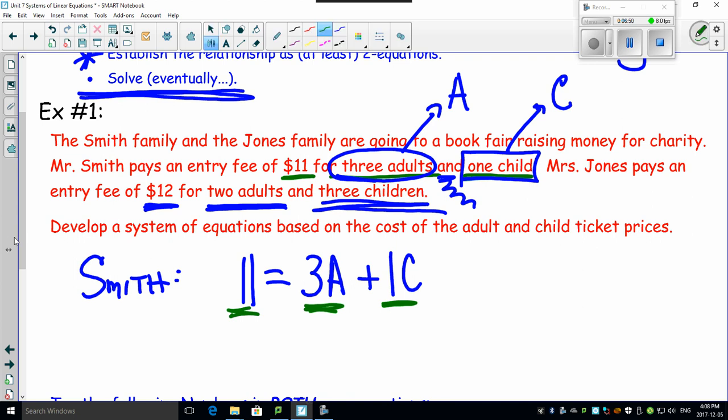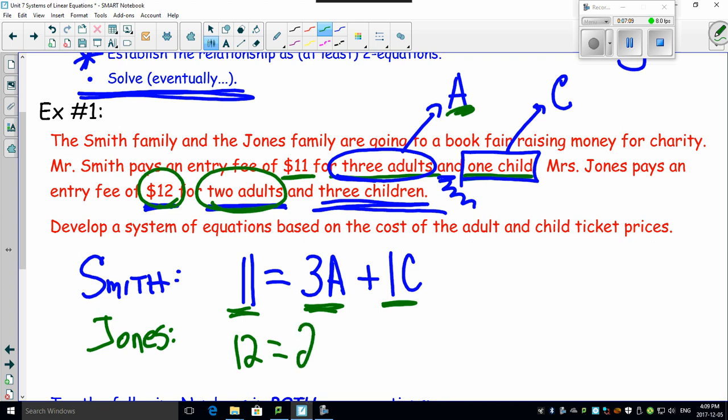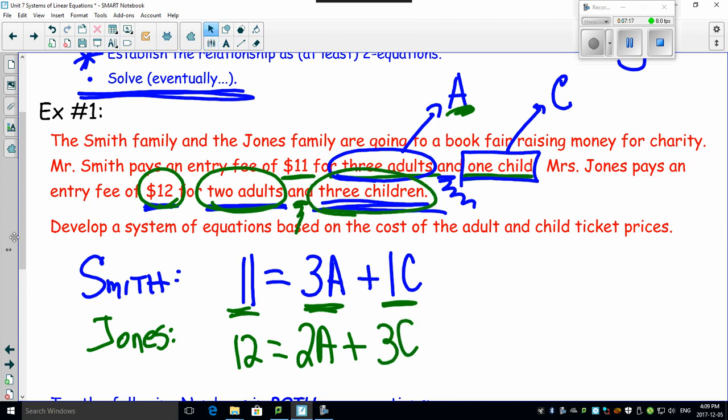Let's go to the next one here then. This is Mrs. Jones who spends $12. Okay, so there's Jonesy. There it is right there. 12 equals 2 adults now. Well, remember, adults was A. So 2 adults would be 2A. And there's the and, which means plus 3 children, 3C. And guess what? You've just developed your first system of equations.